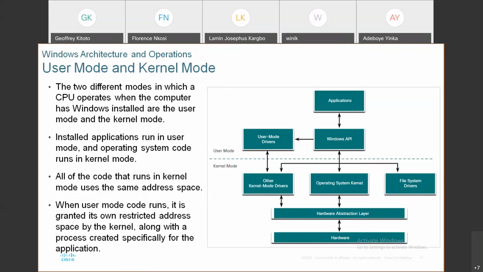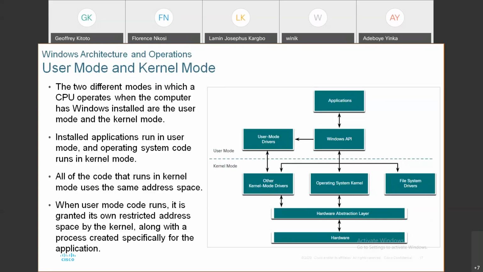We have user mode and kernel mode. The two different modes in which a CPU operates when the computer has Windows installed are the user mode and the kernel mode. So installed applications run in user mode, and the operating system normally runs in kernel mode. So remember, you have the applications and the operating system.